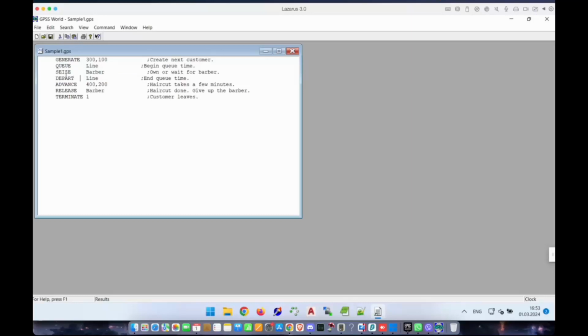And the operations queue and depart can be used only for the lines. That's it. Only for the so-called queues. Then we have the barber. For the barber, we can use only two operations: seize and release. I think by the command names, it's understandable what they mean.